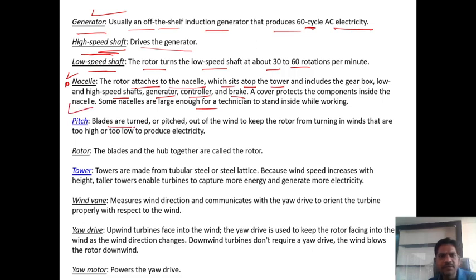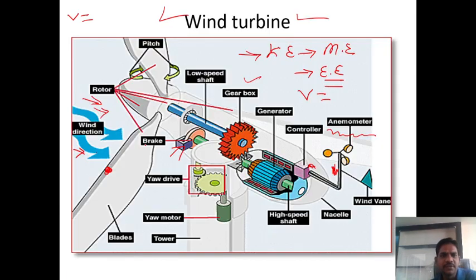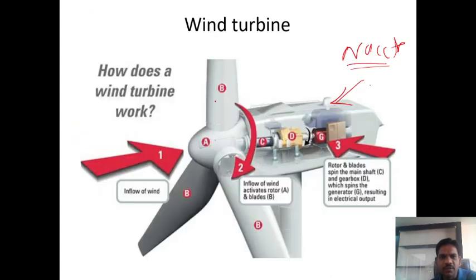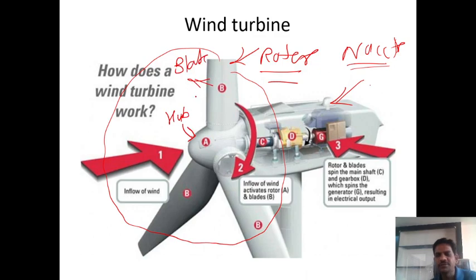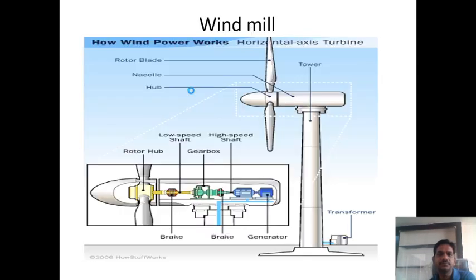Then another is the pitch. The blades are turned, or pitched, out of the wind to keep the rotor from turning in winds that are too high or too low to produce electricity. Then the rotor: the blades and hub together are called the rotor. If you consider this situation, the hub and blades, this complete assembly, is nothing but the rotor, guys. It consists of the hub and the blades. This circular portion is nothing but the rotor, guys.